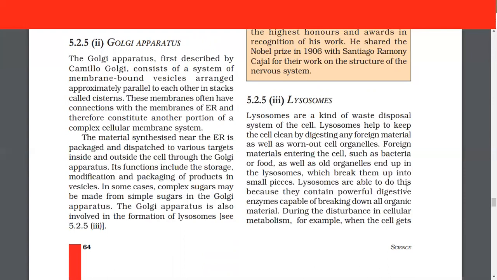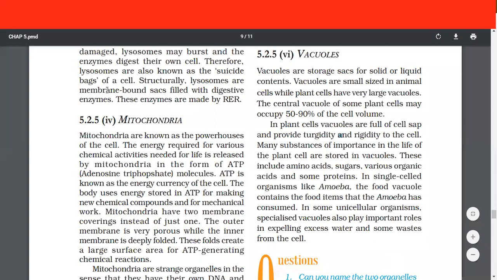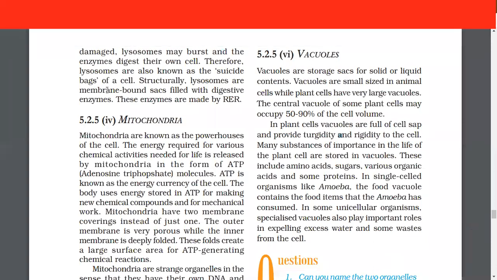During the disturbance of cellular metabolism, for example, when the cell gets damaged, lysosomes may burst and the enzymes digest their own cell. Therefore, lysosomes are also known as the suicide bags of a cell. Structurally, lysosomes are membrane-bound sacs filled with digestive enzymes. These enzymes are made by RER.